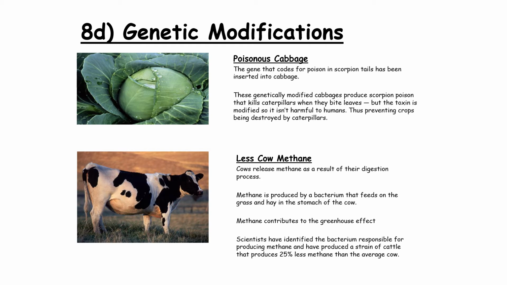So less cow methane. We know that cows release methane as a result of their digestion, and that contributes to global warming. Methane is produced by a bacteria that feeds on the grass and hay in the stomach of the cow. Methane contributes to the greenhouse effect, and scientists have identified the bacteria responsible for producing methane and have produced a strain of cattle that produces 25% less methane than the average cow.